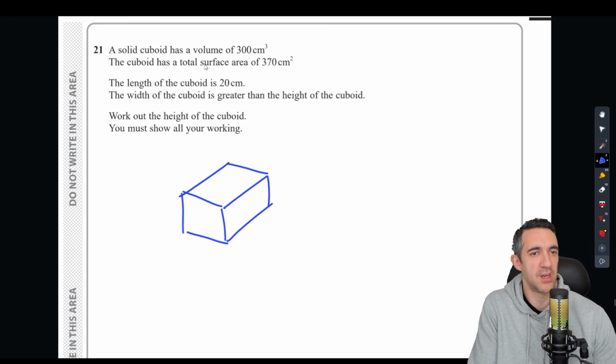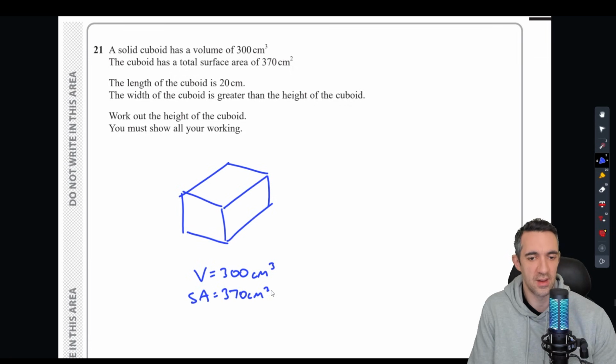So a solid cuboid has a volume of 300. Oh no, it's not similar shapes. What am I talking about? Oh no, I've just got to go through and work it all out. Solid cuboid has volume 300 and surface area 370. No, it's definitely not similar shapes. I only have to draw one cuboid. I was sad then. I thought I was going to do another one.